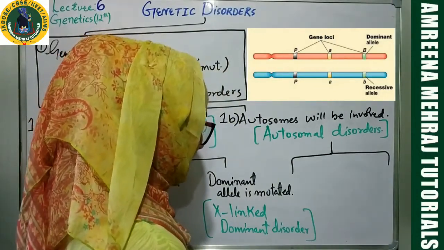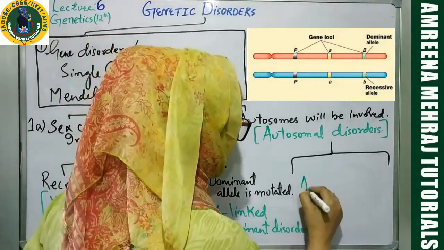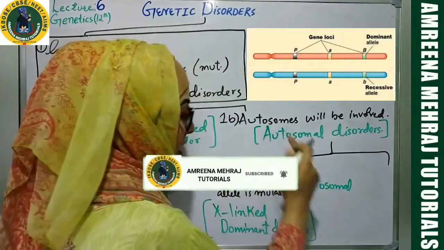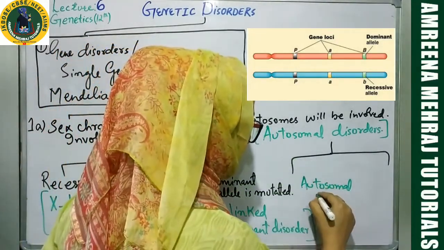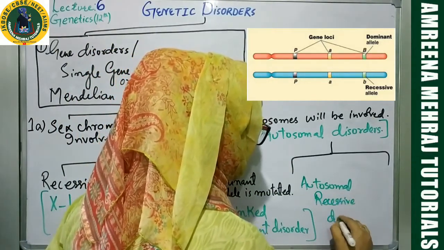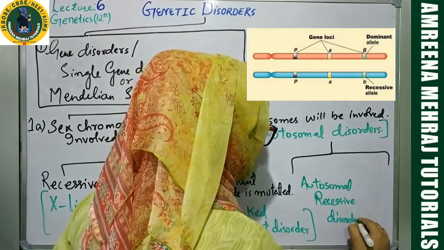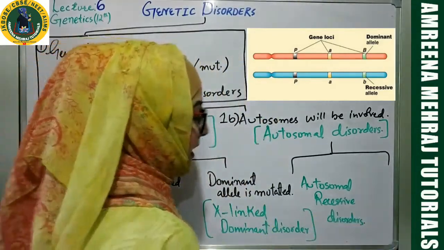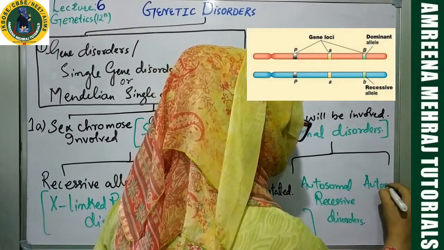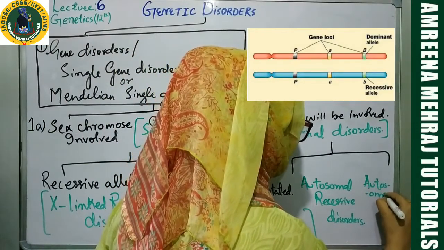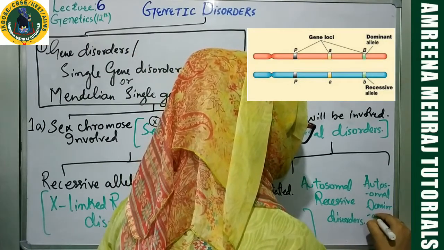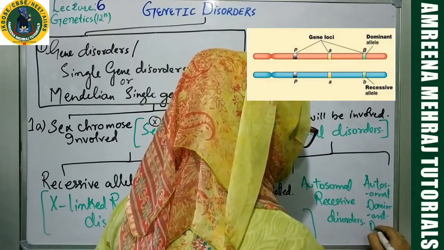If a recessive gene is involved, I'll say what? Autosomal, because there are autosomes. But if a recessive allele is involved, then autosomal recessive disorders. And we have what? The last one is autosomal dominant disorders.